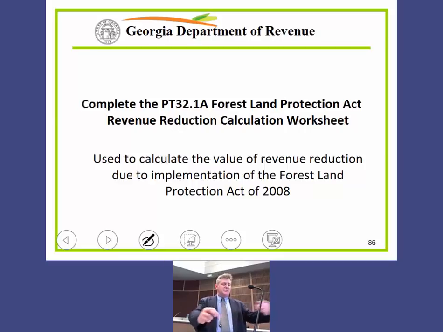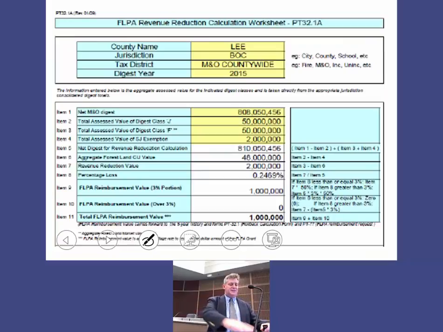We'll talk about this, but if you have forest land conservation use property in your county or in your city, in this instance, the state will reimburse the city grant funds equal to 50 cents on the dollar of the digest loss up to a 3% digest loss. For digest loss greater than 3%, the state reimburses the loss on a dollar for dollar basis. And this is the worksheet we use to gauge the digest loss because of forest land conservation use covenants in your jurisdiction.